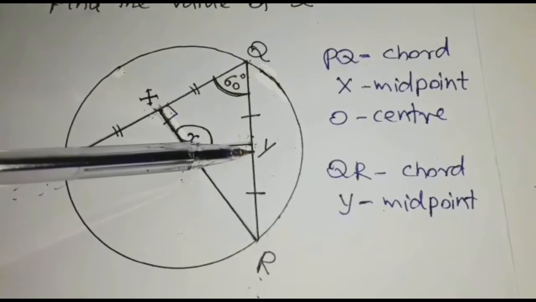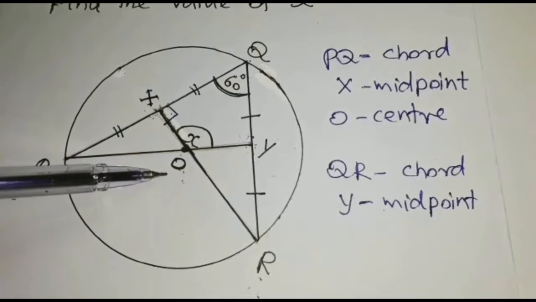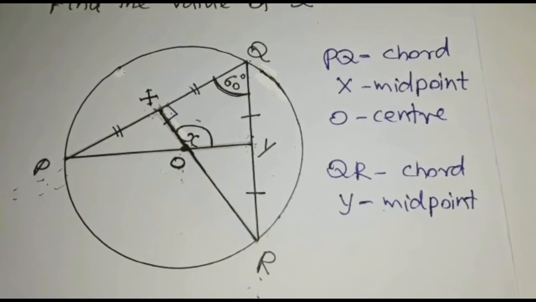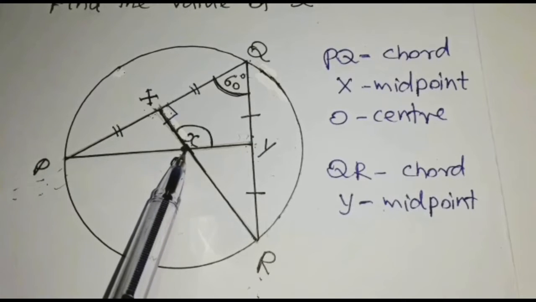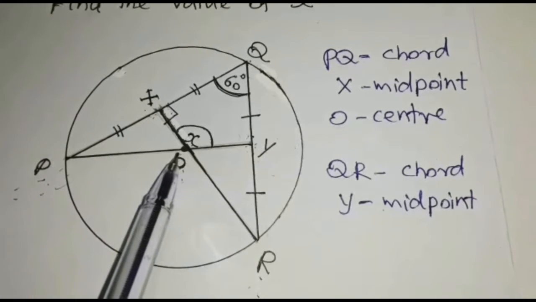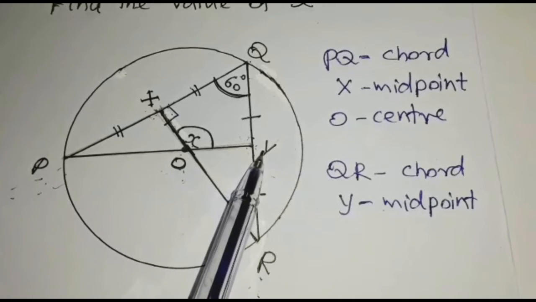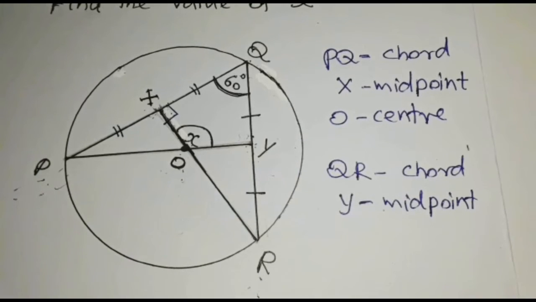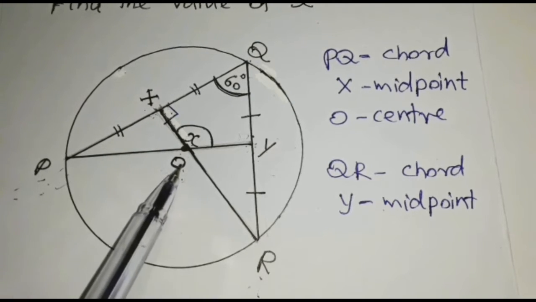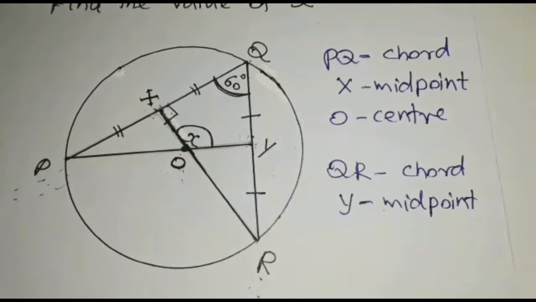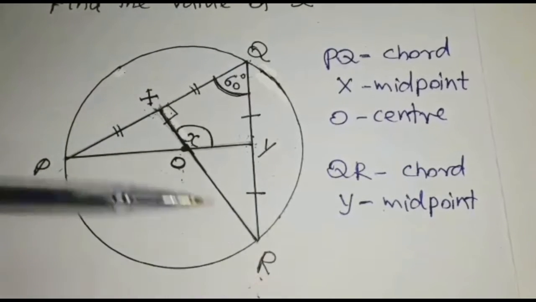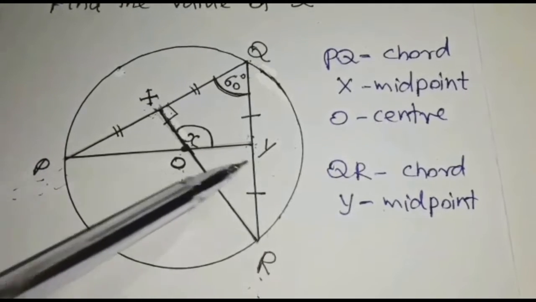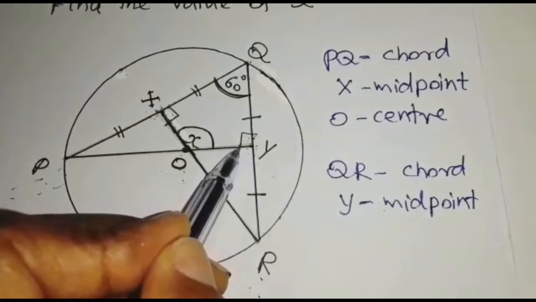Midpoint of QR is Y. O is the center. There is a straight line from O to Y. That means from the center to the midpoint of the chord. According to the theorem, the straight line joining the center of the circle to the midpoint of a chord is perpendicular to the chord. That means OY is perpendicular to QR. So angle QYO is 90 degrees.